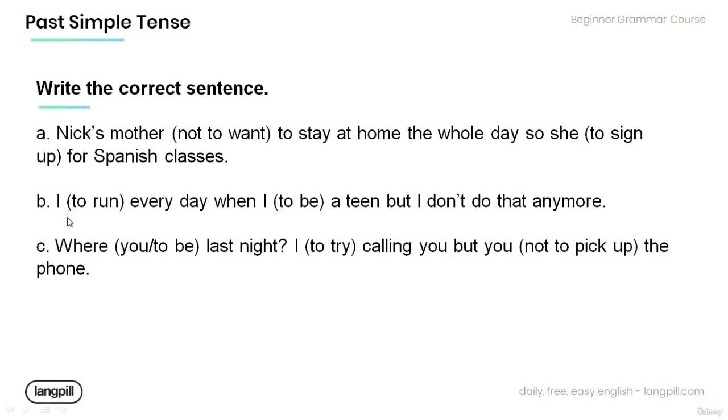B. I to run every day when I to be a teen, but I don't do that anymore. C. Where you to be last night? I to try calling you, but you not to pick up the phone.